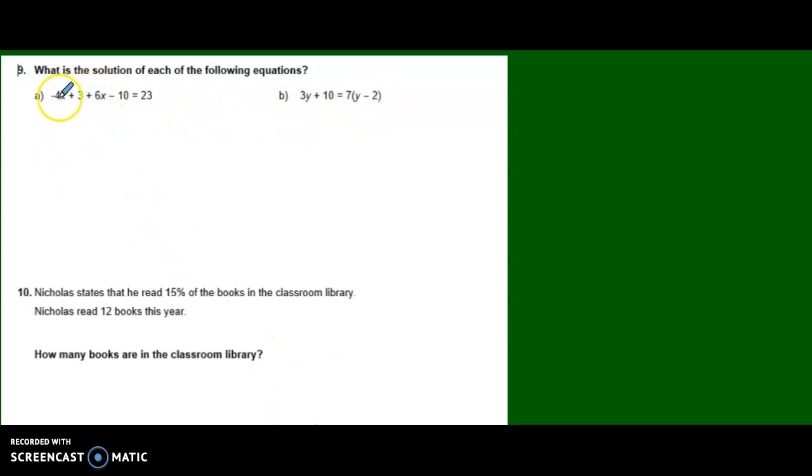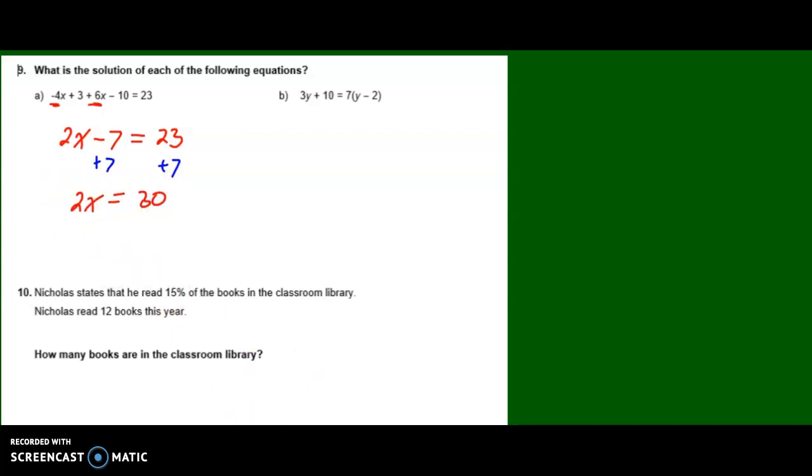So first thing I should do, I should simplify. So I have negative 4x plus 6x. Obviously, that's 2x. Plus 3 minus 10. 3 minus 10, that's minus 7, equals 23. So if I simplified it, now what do I do to both sides? I can add 7 here, add 7 here. So I get 2x equals 30.